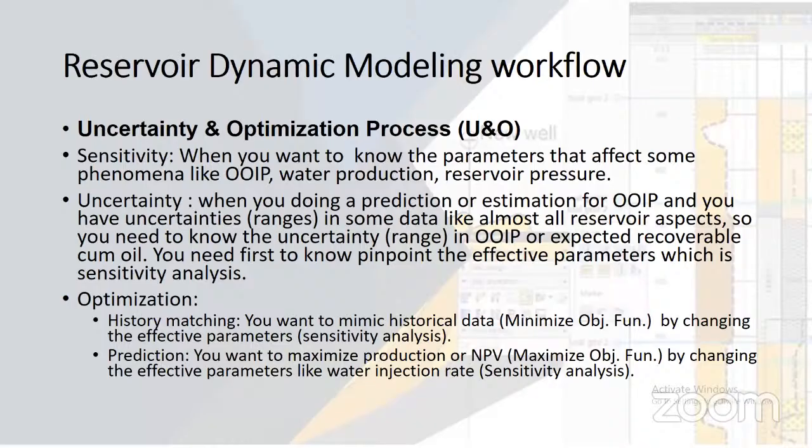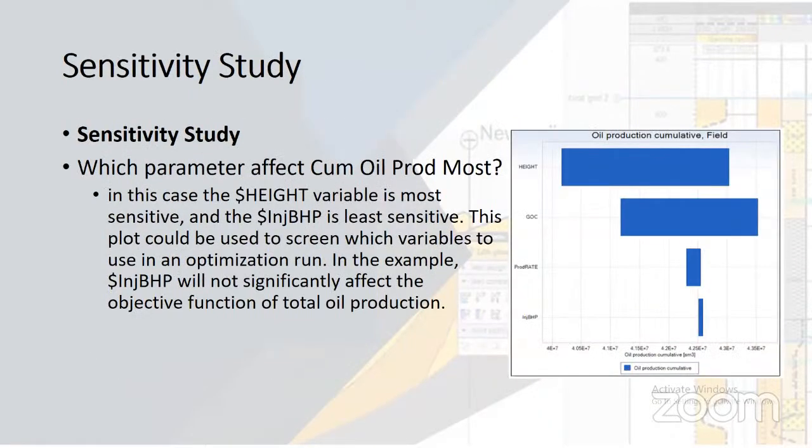Optimization in case of prediction, for example, for water injection rates or the number of wells. Okay, so the software will do several simulation runs with different numbers of wells and different water injection rates. Then at the end, the software will tell you the best number of wells, the optimum number of wells, and the optimum water injection rate.